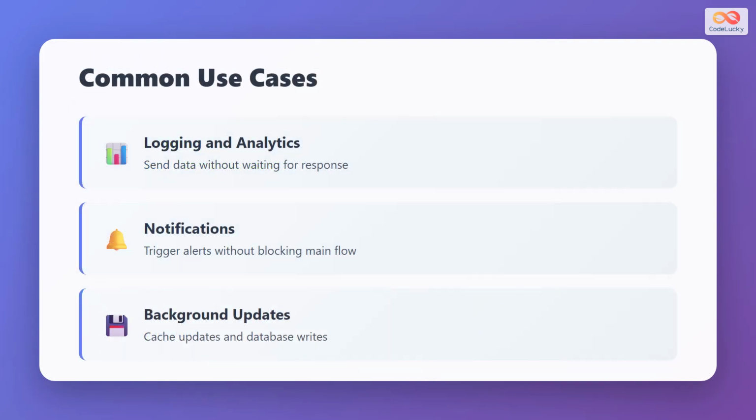Launch is ideal for several common scenarios. First, logging and analytics, where you want to send data to tracking services without waiting for a response. Second, notifications, where you need to trigger alerts without blocking your main application flow. Third, background updates like cache refreshes and database writes that can happen independently. In all these cases, you don't need a return value, making launch the perfect choice for these fire-and-forget operations.